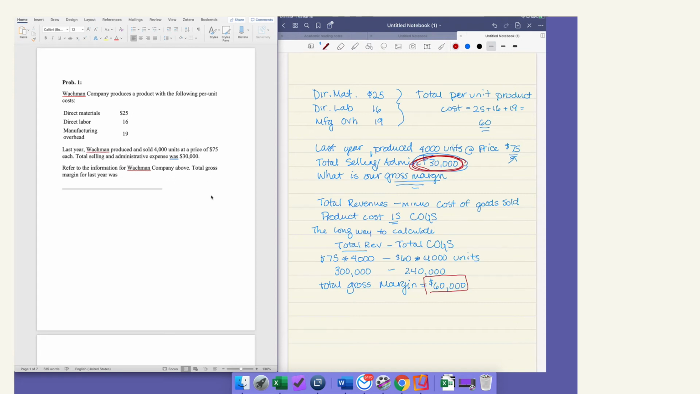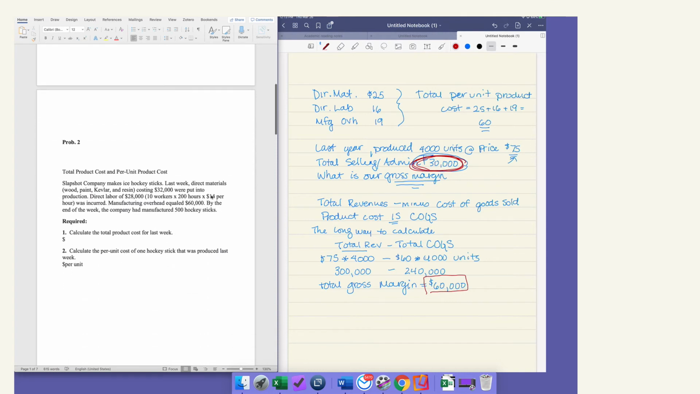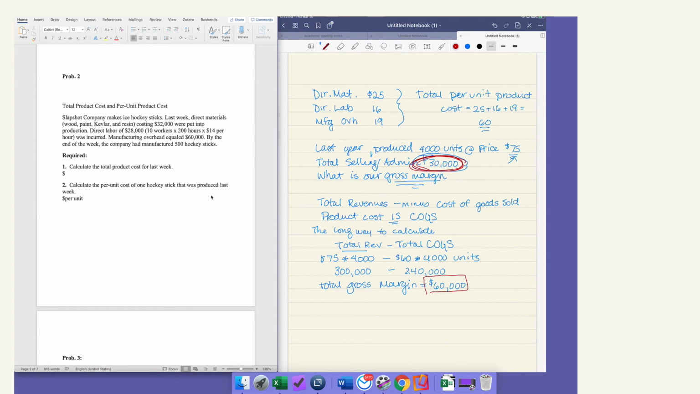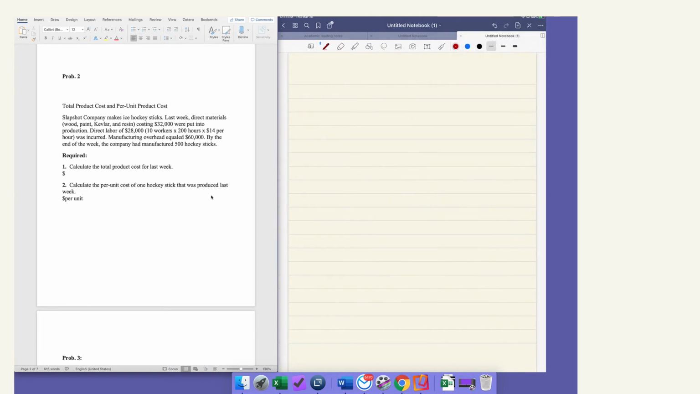Okay, let me get a fresh page. We've got hockey sticks in this example. We've got Slapshot Company making ice hockey sticks. Last week, direct materials costing $32,000 were put into production. Direct labor of $28,000 was incurred, and our overhead equaled $60,000. And over the course of the week, we made 500 hockey sticks.